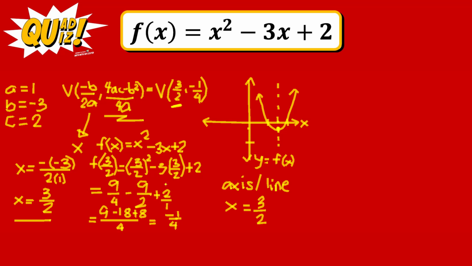Again, even without the graph, automatically focus yourselves on the vertex, take out the x coordinate and make it like this. That's already your axis or line of symmetry. Now let's proceed to the last one.